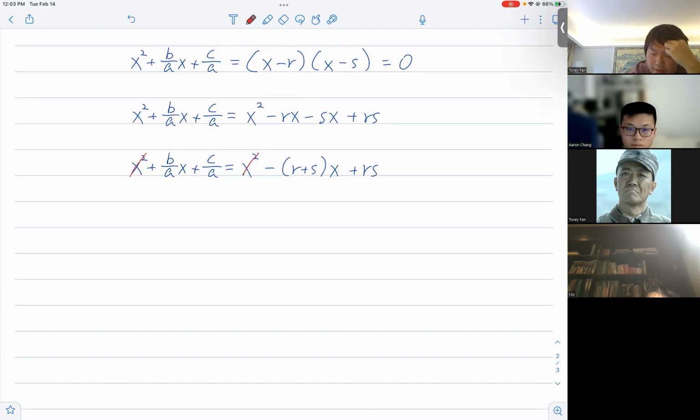Okay, and then if you look at the second term, it is a linear term, remember? The linear term. So, wait one second.